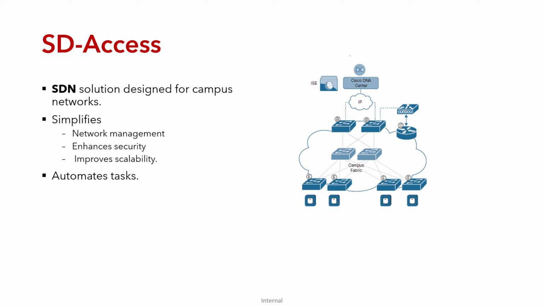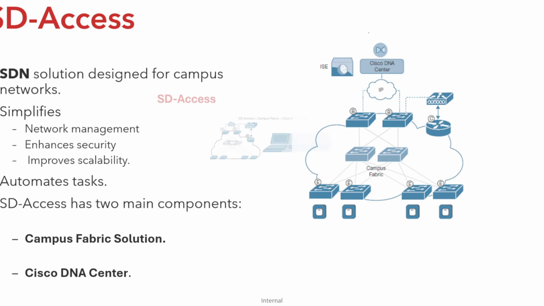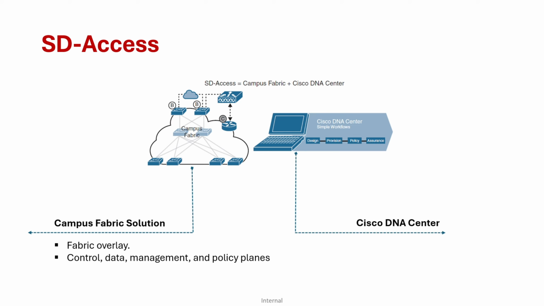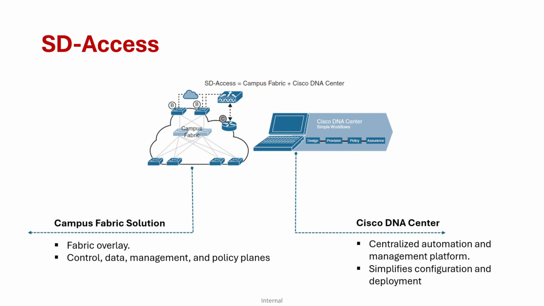At its core, SD-Access has two main components: the campus fabric solution and Cisco DNA Center. The campus fabric solution is a validated fabric overlay that includes control, data, management, and policy planes for network operations. Then there is Cisco DNA Center, which is the centralized automation and management platform that simplifies the configuration and deployment of the campus fabric.